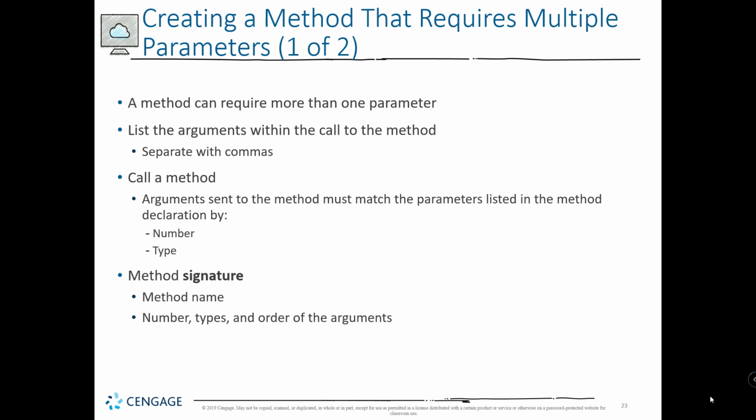Then the method signature is the method name. It has its number, its types, and the order of arguments. So it's a very specific layout ready to accept a specific type of data in a specific order. So the parameters are very specific in the method signature.